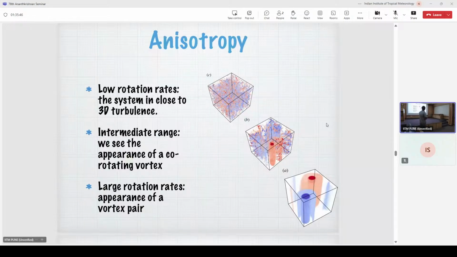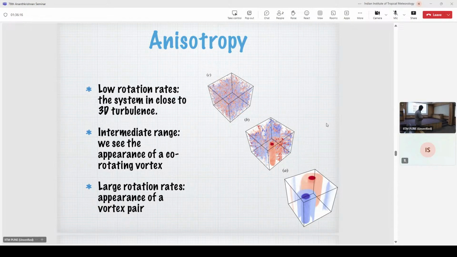So if you have very weakly rotating turbulence, this is a turbulent simulation in a box. If it's slowly spinning, the first thing you can notice is that you have a lot of small scale structures which don't have any feature. They are randomly oriented and interacting with each other. As you slowly increase the rotation rate, the first thing you see is that you start to form a coherent columnar vortex. This is a co-rotating vortex, pointed collinear with, or in the same direction as, the rotation rate.